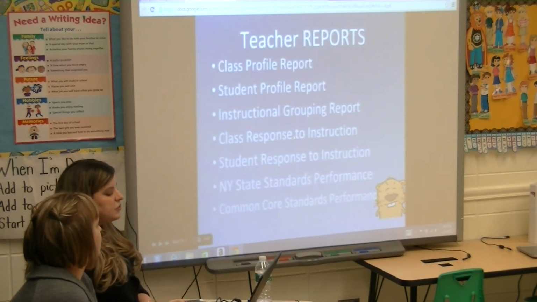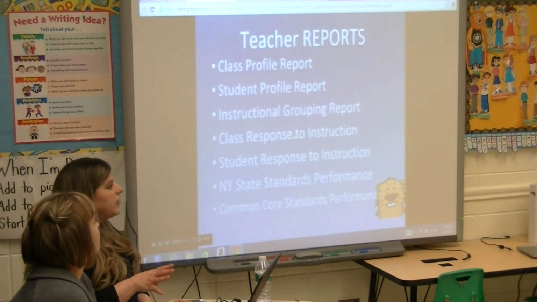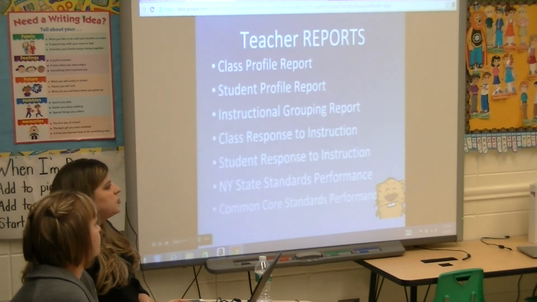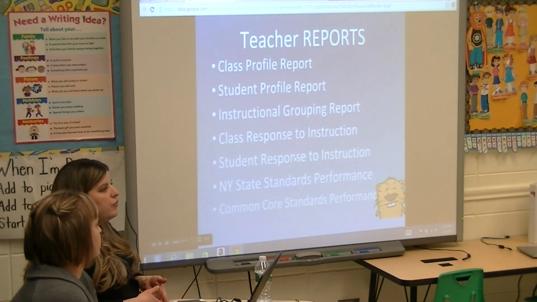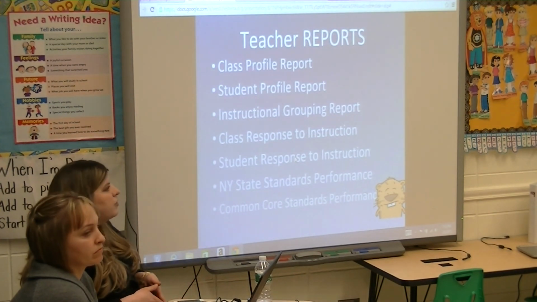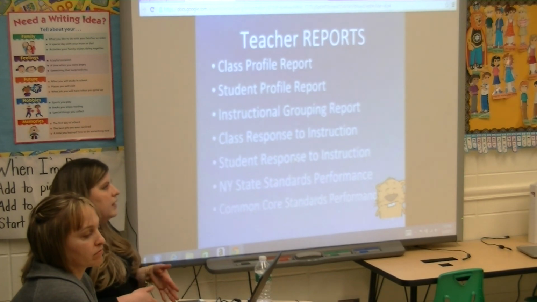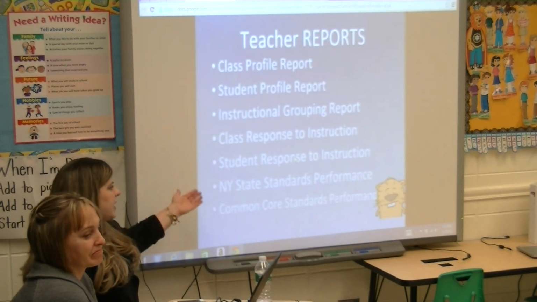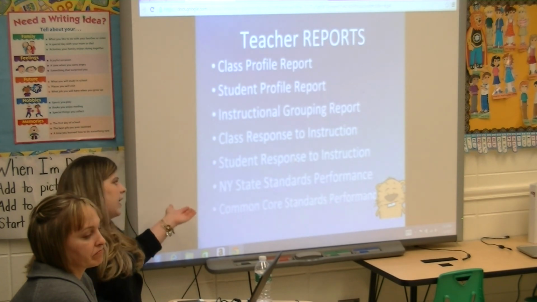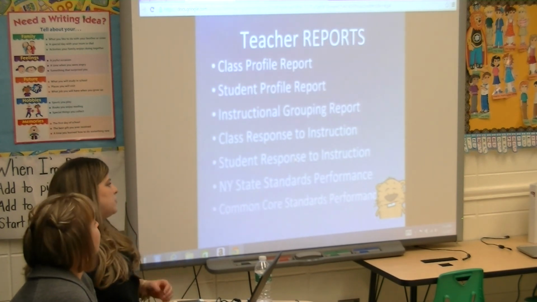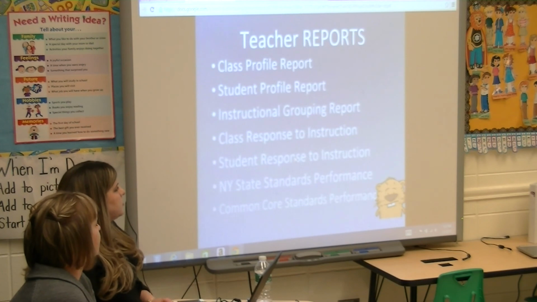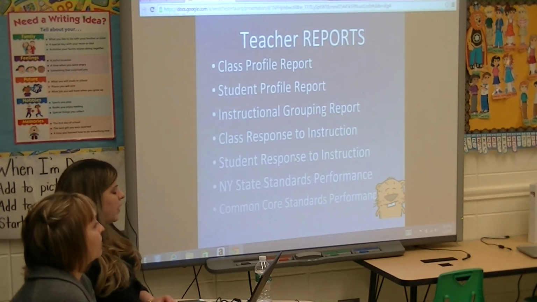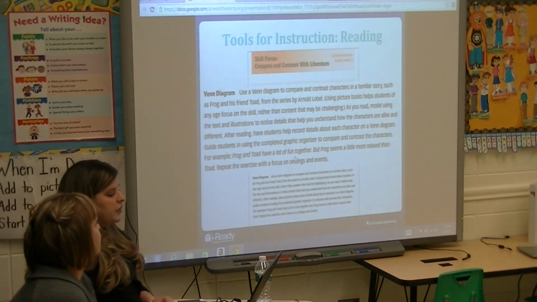The class response to instruction is something that we track regularly. It's just showing how they're moving along and how they're doing. And then the student response is just more of the individualized student, how they're moving along with each strand, how they're moving along with the expected yearly progress. The New York State Standards Performance, that again is all the lessons that are aligned with the New York State standards and then the Common Core as well. Those are just interconnected, automatically inbred into the program.